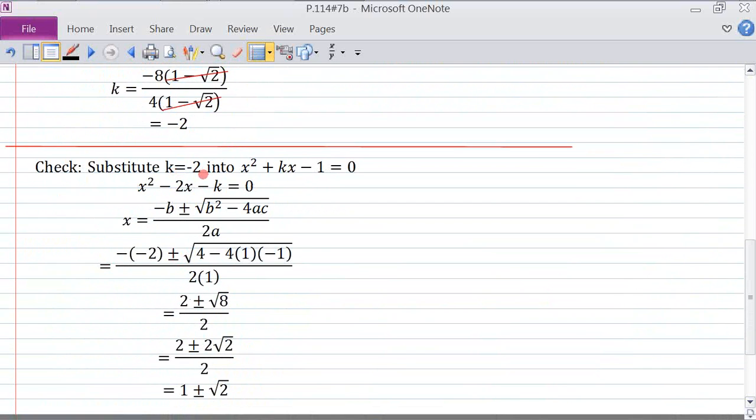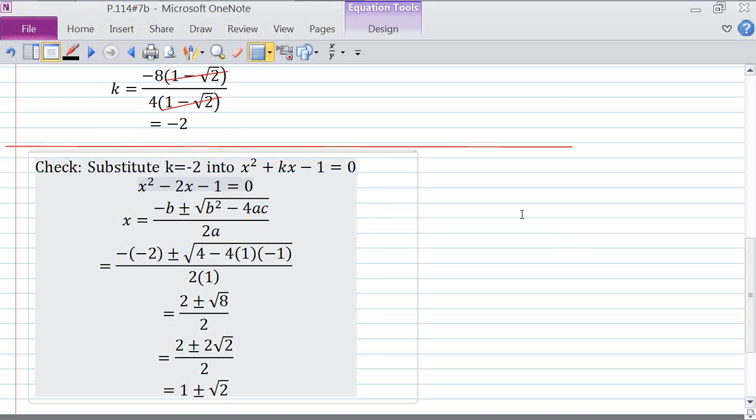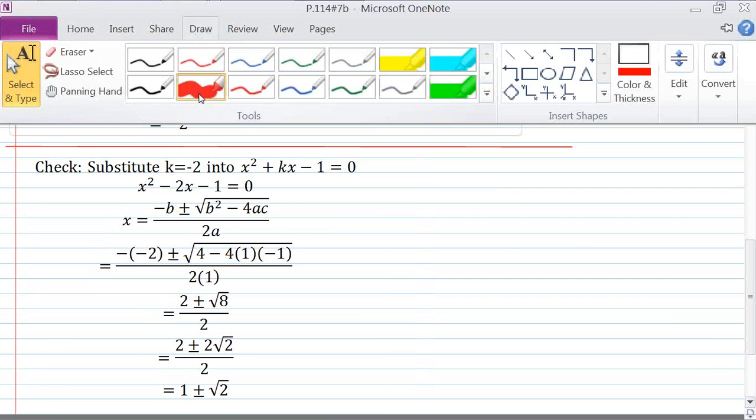Now, to check this, we said k is minus 2, so really what I'm saying is x squared minus 2x minus 1, and I think there's an error here, so I'm going to correct that. Excuse me. This should be minus 1 here. That's right, because it's the same as this. All I'm doing is substituting k equal to minus 2 there. So that's okay now.